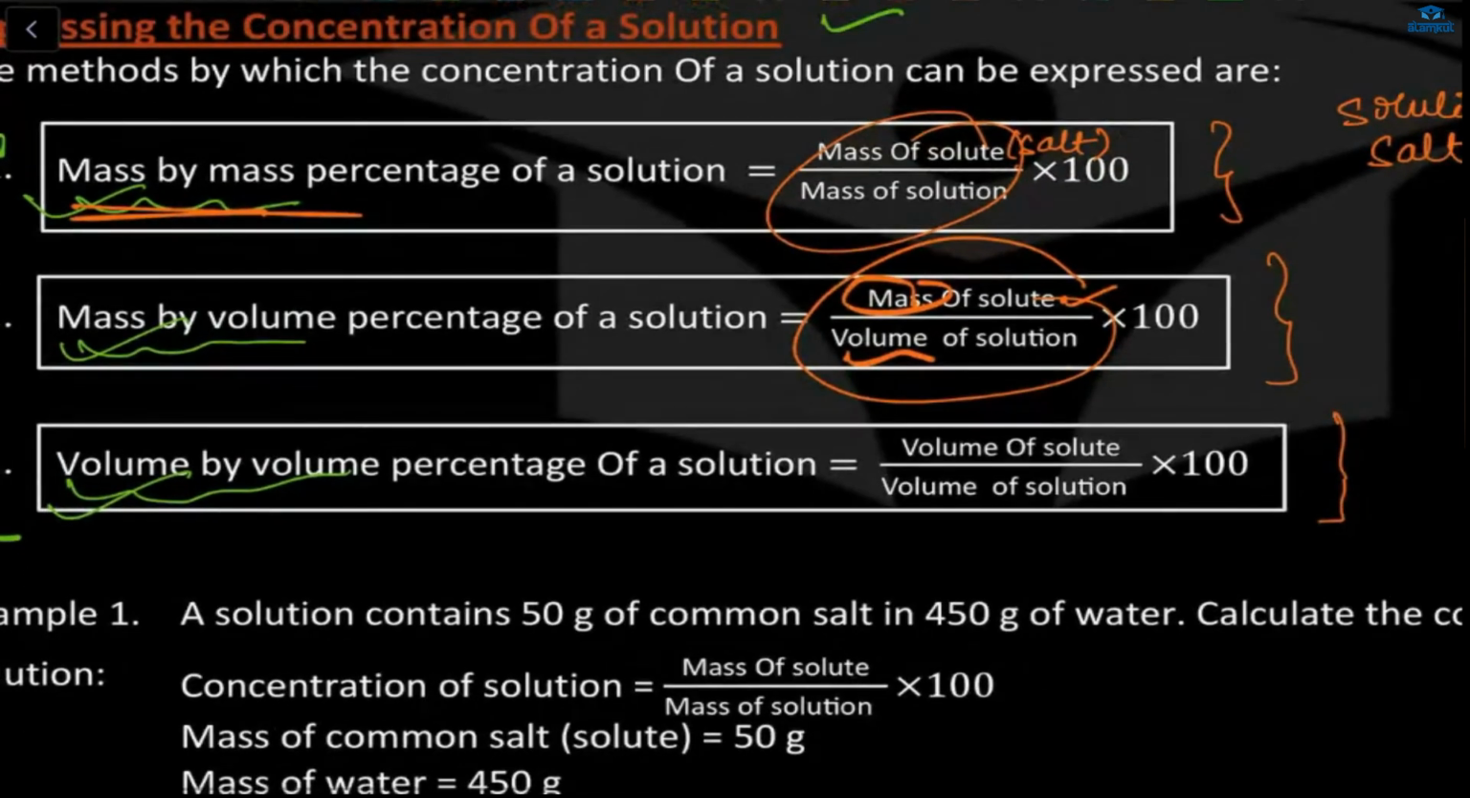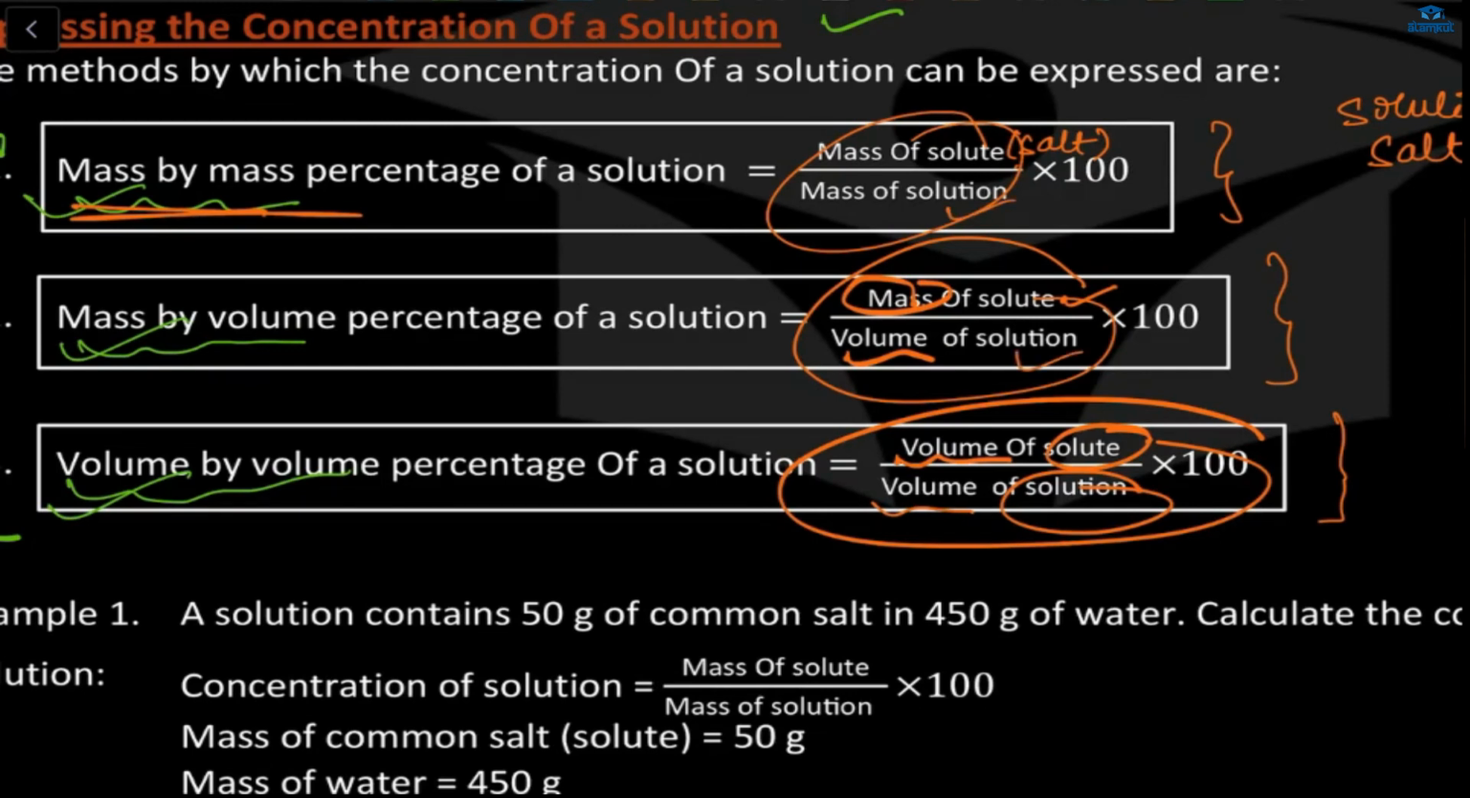Now this one is the volume by volume. You have to write volume in both the numerator and the denominator: the volume of solute and the volume of solution. So now it becomes easier for you. Everywhere in the numerator is solute, in the denominator everywhere is solution. Only the thing is changing, like mass by mass, mass by volume, and volume by volume.